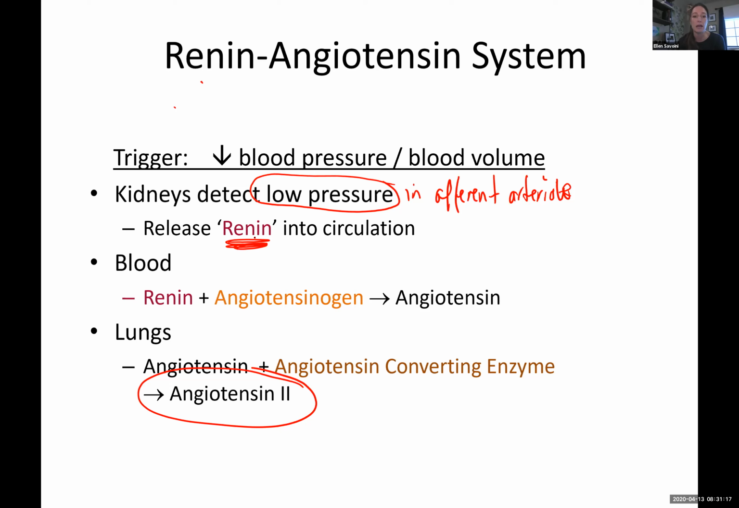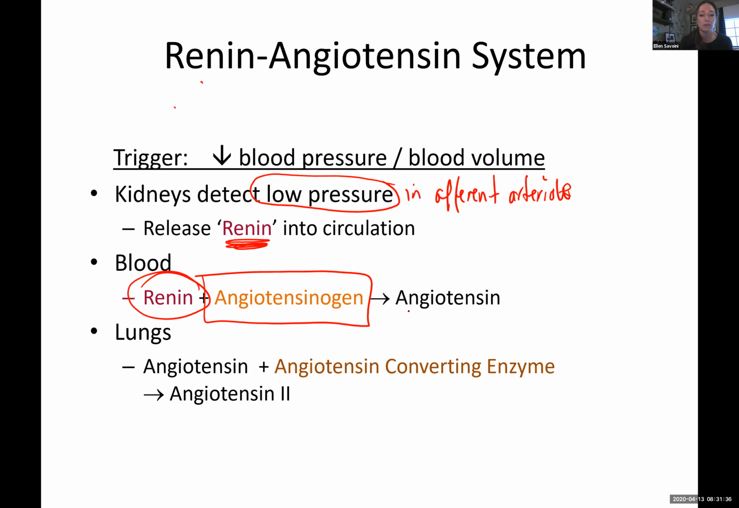Renin goes into the blood, goes to the peritubular capillaries, comes back out. While it's in the blood, it actually combines with angiotensinogen. That's just a protein circulating the blood, normally does nothing in your blood until it hooks up with renin. These two combined becomes angiotensin. Sometimes we just refer to it as angiotensin 1, just to distinguish it from angiotensin 2.